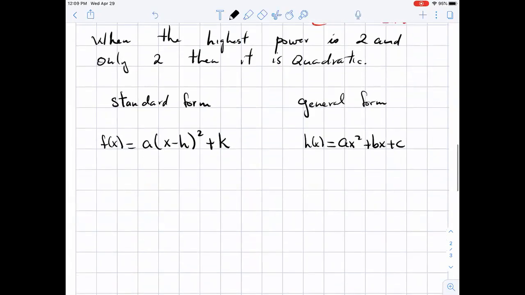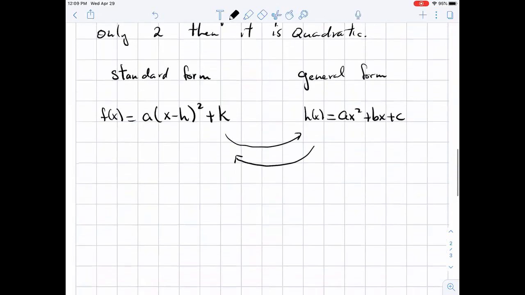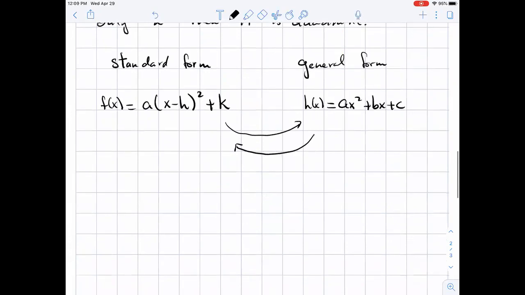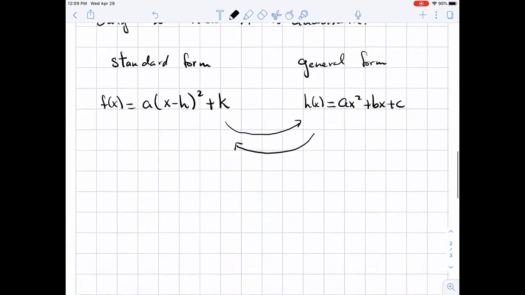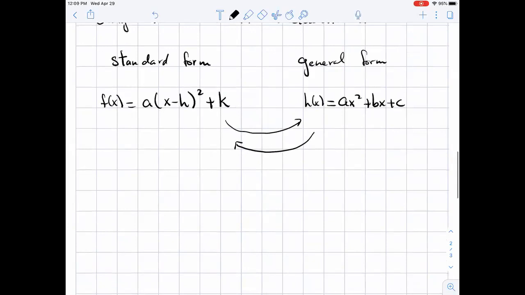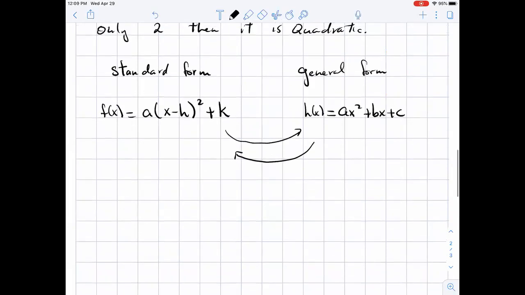And you should be able to go back and forth. You should be able to take standard to general or general to standard. This will be on your next exam. You have to know how to do this. I have a video showing how to do this online on Blackboard. Now, I'm going to show you an example, so don't freak out today.